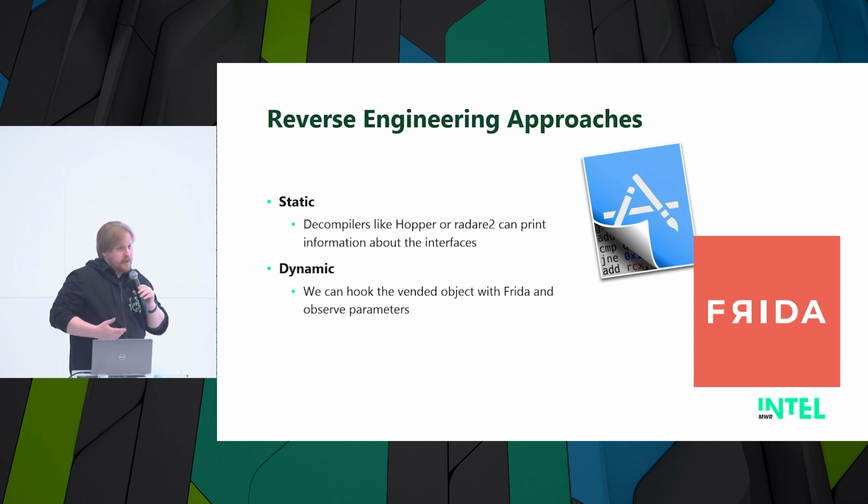We have two approaches that we can use to tackle this problem. You can take a static route, using a decompiler like Hopper or Radare2. If anyone doesn't know, you just pass it a binary. It gives you some very verbose information about the binary, as well as all the instructions that it's executing. Then we can take a dynamic approach where we use something like Frida to hook the server object directly, have a legitimate client connect to it, and dump the arguments to see what this particular vended class is capable of.